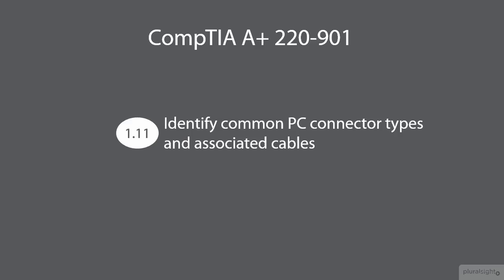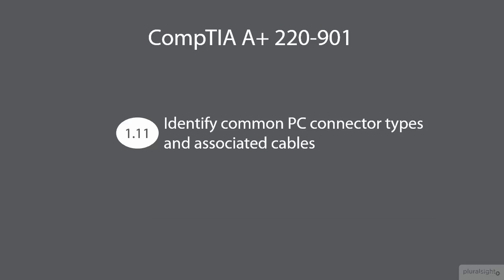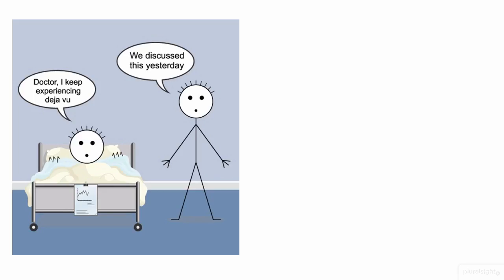Let's proceed. Our specific CompTIA A+ 220-901 objective here is 1.1, which says that we need to be able to identify common PC connector types and their associated cables. Now, as your instructor, I've already mentioned to you many times that I've designed this learning path in strict accordance with CompTIA's A+ exam objectives.